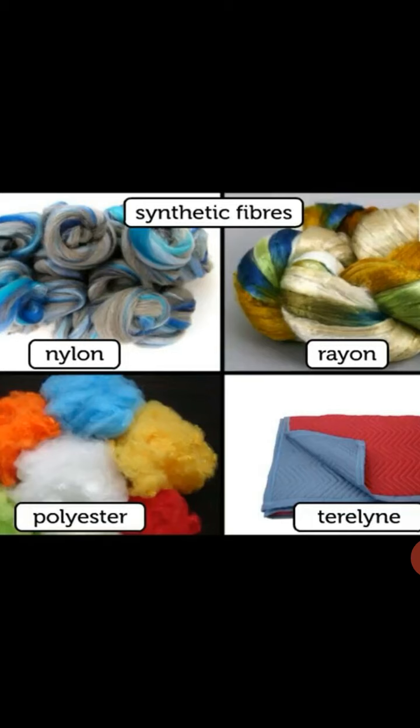And we also learned about rayon. So students, in the next lecture we are going to learn about dacron, terling and terrin, that is, the use of artificial threads, and we will also learn about the advantages and shortcomings of synthetic fibers.